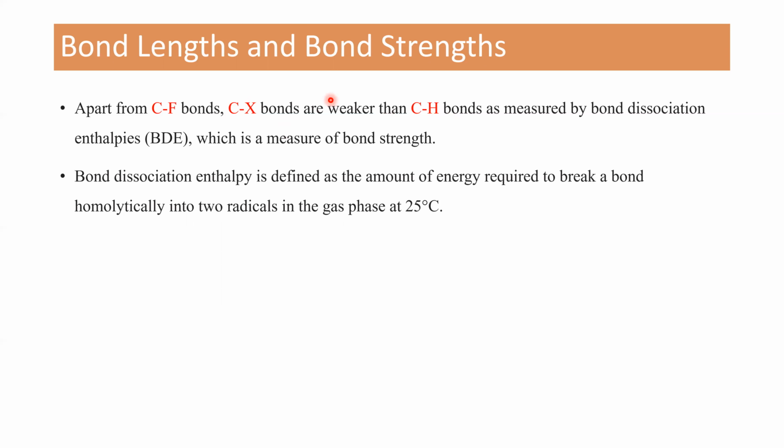I will talk about why we are saying that the CX bonds are weaker than the CH bonds, though we may think that X is highly electronegative and keeps the electron pair towards itself, so they have very good attraction, partially positive and partially negative. While in the CH bond, there is not that large an electronegativity difference.